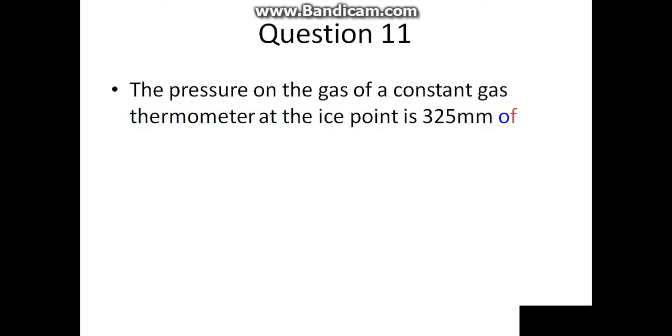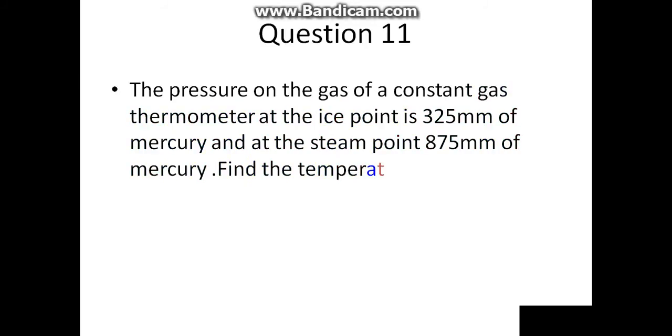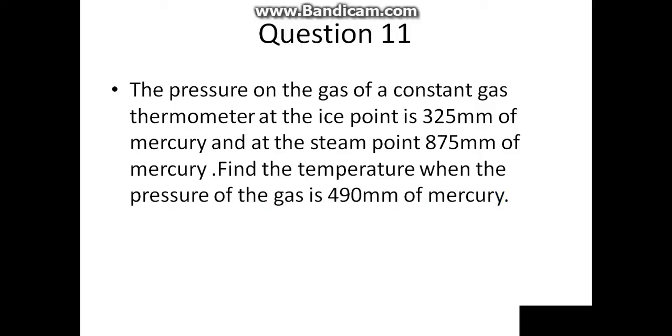Example question 11. The pressure of the gas of a constant volume gas thermometer at the ice point is 325 mm of mercury, and that at the steam point is 875 mm of mercury. Find the temperature when the pressure of the gas is 490 mm of mercury.